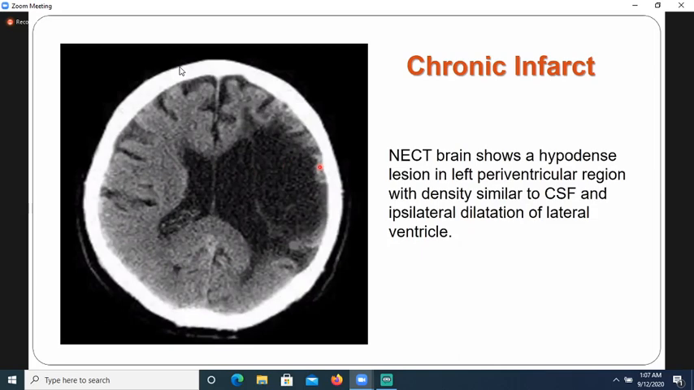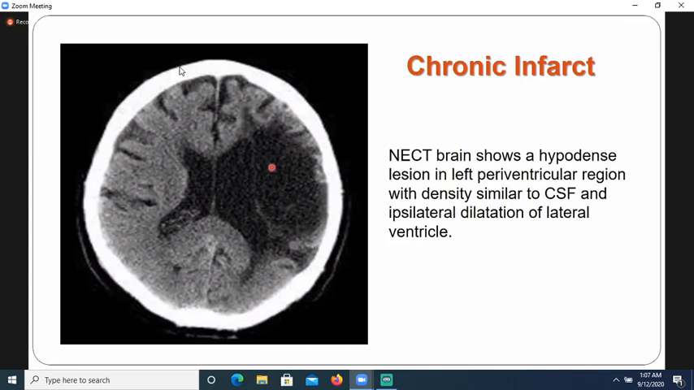And also there is a negative mass effect, which we assess by the dilatation of the ipsilateral lateral ventricle, and there is somewhat of an atrophy. You see this parenchyma, and this is the normal parenchyma. There is atrophy of the parenchyma and dilatation of the ipsilateral lateral ventricle, which represents the negative mass effect. So this is the chronic infarct.